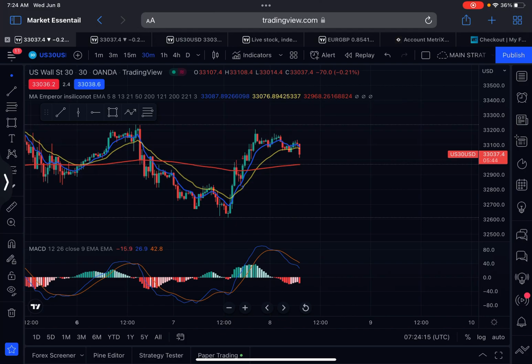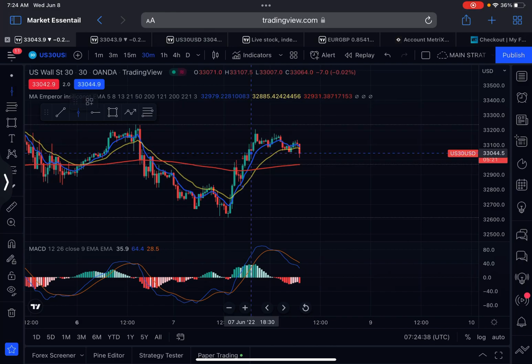Alright, so first I'm looking at the 30 minute, then I'm looking at the 3 minute, and then I'm looking at the 1 minute, right? So I have my MACD and I have moving averages. The moving averages are set. The blue line here is set at 8. This one's 21, and then this one is a 200 moving average, right?